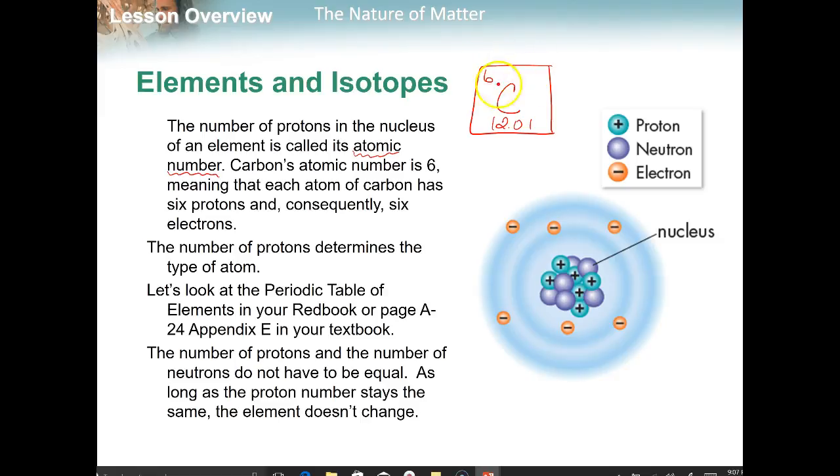And sometimes, and not with carbon, but sometimes you're going to see either a positive or a negative sign that will tell you if it gives up or transfers electrons. So these are some of the symbols that you would see inside of a periodic table of elements. So the number of protons will always determine the type of atom, and that never changes. So carbon has 6 protons, and we know it's going to have 6 neutrons to make it electrically neutral.